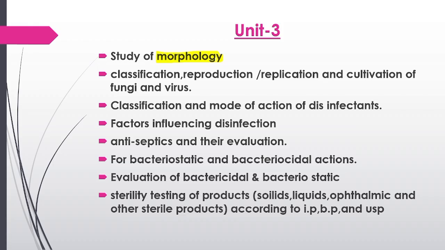Okay, next, classification, reproduction or replication and cultivation of fungi and virus. First of all, what are fungi and what is virus? Fungi are one kingdom in which microorganisms are present. They mostly cause diseases. These fungi cause diseases to humans and other types of organisms. And what is virus? Virus is a microscopic agent mostly consisting of DNA or RNA, and virus is an infectious agent.